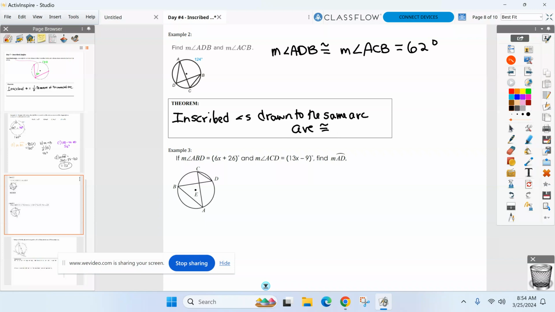You're finding the arc here, not the angle. ABD is 6x plus 26. ACD. Notice that they're both inscribed angles drawn to arc AD. They're both drawn to the same arc, so that means they're equal. But I'm interested to see, once you find x, what do you do with it to get to arc AD?